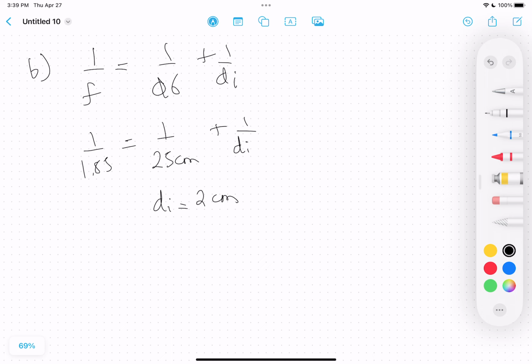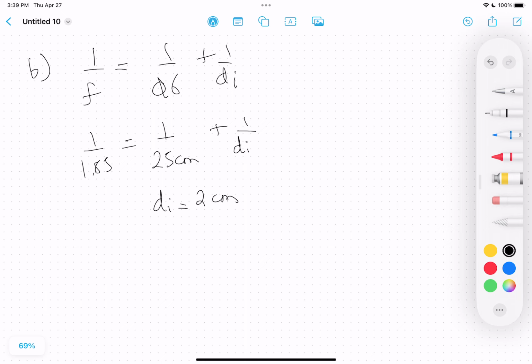Alright, so part C now. If everyone's on the same page, we can probably just move on to part C. So it says, is this in front of or behind the retina? Based on this information, explain if the patient would need eyeglasses with converging or diverging lenses. So we know that the image distance, the image that actually forms, is 2 centimeters. Is that going to be behind or in front of the retina?